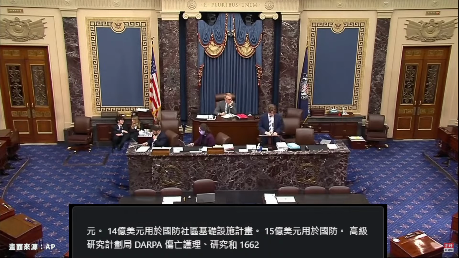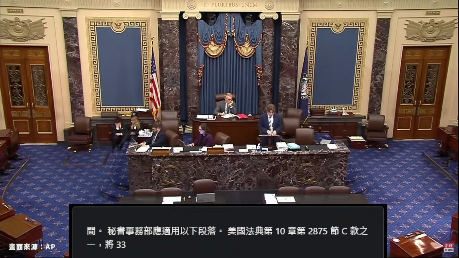B, temporary increase in percentage of value of authorized investment in certain privatized military housing projects. 1, in general. During the period beginning on the date of the enactment of this section and ending on September 30th, 2029, the Secretary concerned shall apply, A, paragraph 1 of subsection C of Section 2875 of Title 10 United States Code by substituting 60% for 33 1/3%, and B, paragraph 2 of such subsection by substituting 60% for 45%. 2, secretary concerned defined. In this subsection, the term secretary concerned has the meaning given such term in Section 101 of Title 10 United States Code.